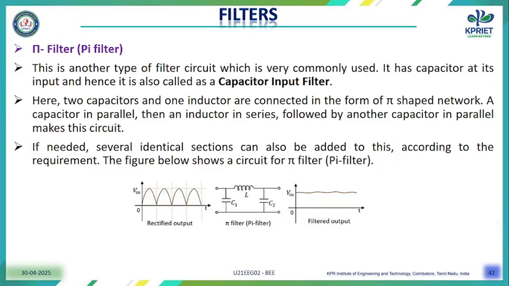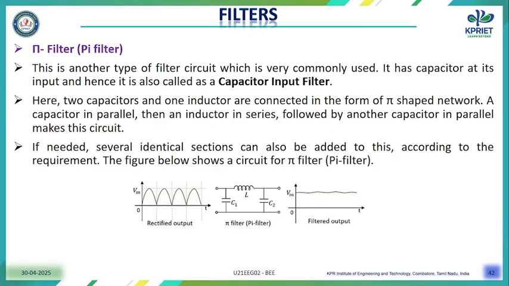Pi filter. This is another type of filter circuit which is very commonly used. It has a capacitor at its input, and hence it's also called the capacitor input filter. In the previous slide we used a combination of L and C, but additionally here we are using two capacitors along with one inductor, connected in the form of a pi-shaped network. A capacitor in parallel, then an inductor in series, followed by another capacitor in parallel makes this circuit. If needed, several identical sections can also be added according to the requirement.